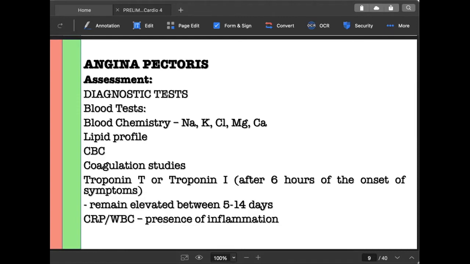Your lipid profile, they're going to check if you have elevated cholesterol, and of course if there are already plaques developing in the arteries. Your CBC as well, coagulation studies, the TROP-T and the TROP-I, which we're going to learn later on, remain elevated between 5 to 14 days, and your CRP and WBC, if elevated, mean there's a presence of inflammation. It means there's already infection.